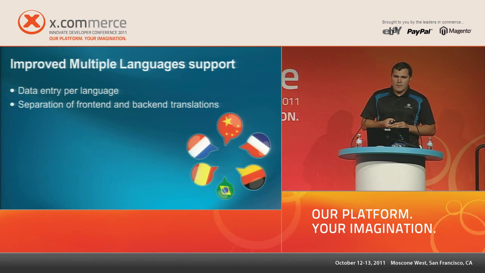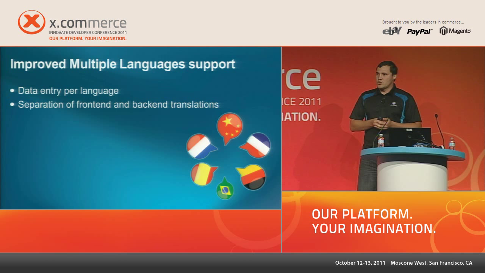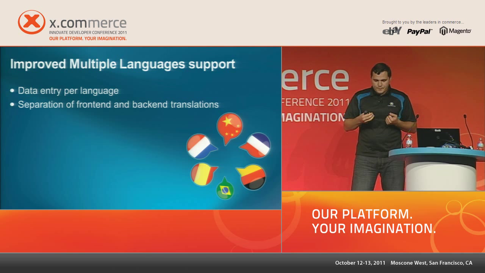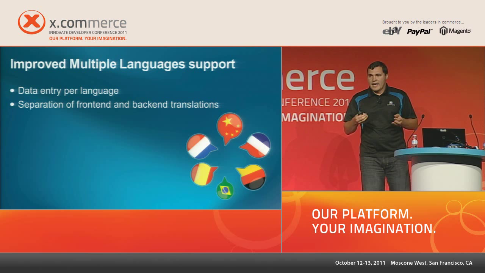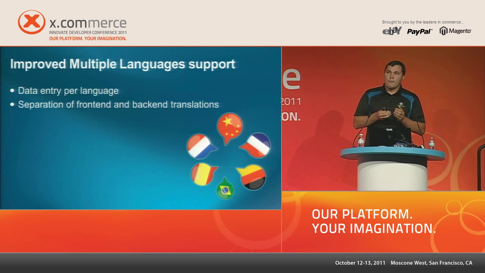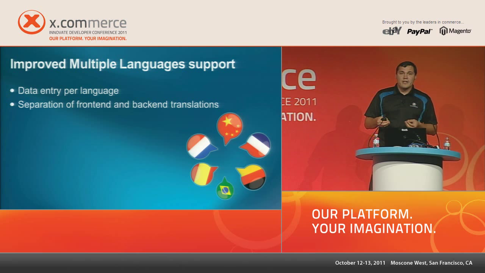With the improved multiple languages support goal, we are working on adding data entry per language for different entities. Now you can also have, let's say, product information entered in multiple languages, but for that you should create multiple stores, assign different languages to stores, and in such a way you will be able to enter product information in multiple languages. But it's not so convenient if you have multiple stores with the same language under different websites. In such a way, it will require the data entry team to enter information multiple times for each store view.